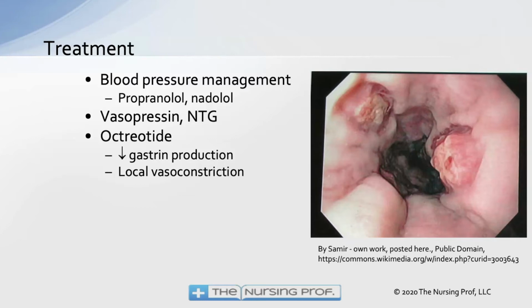Octreotide decreases our gastric production and also causes vasoconstriction in the GI tract. So that vasoconstriction would be helpful because it's going to help to, first of all, decrease the amount of blood flow that we have, and secondly, it's going to help to stop the bleeding. In this case here, we have an endoscopic view of some esophageal varices, and you can see the black part down there where they had to go down and sclerose a varicose vein.